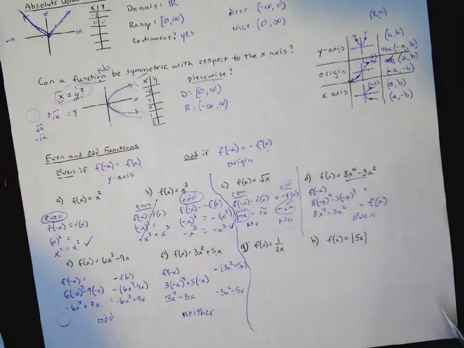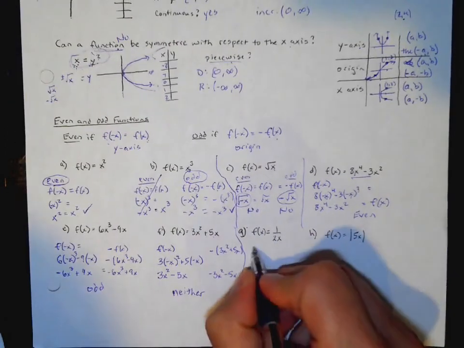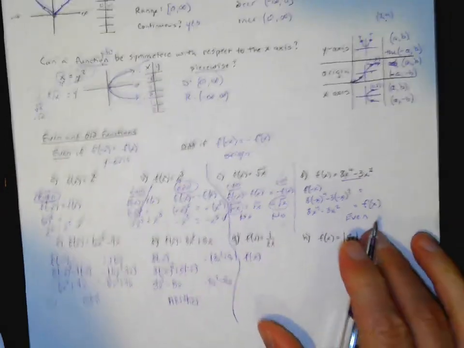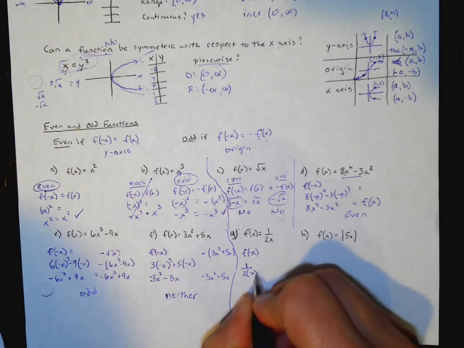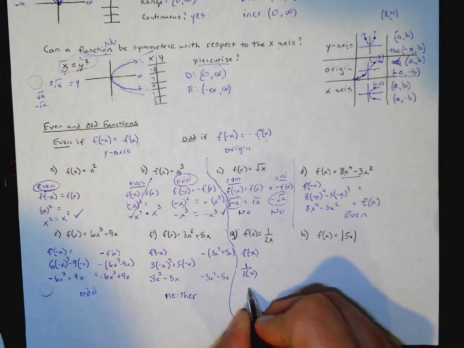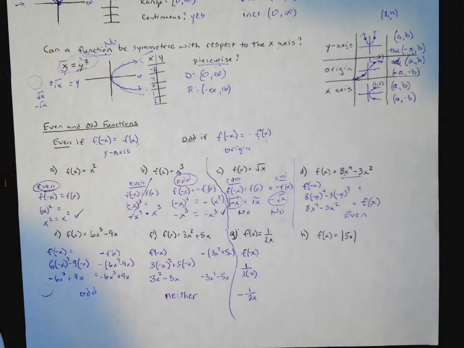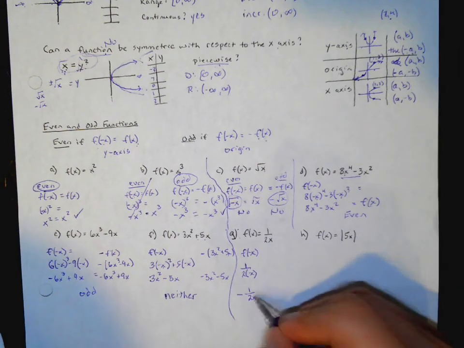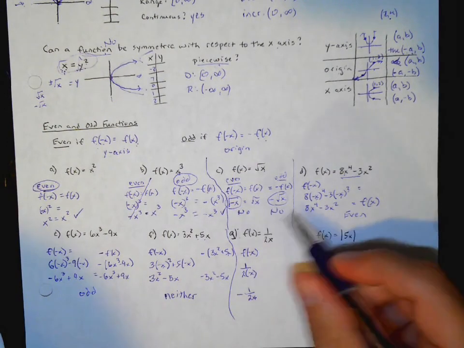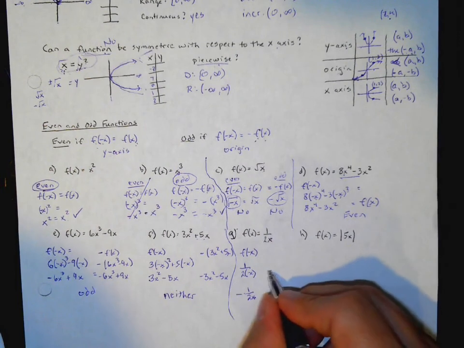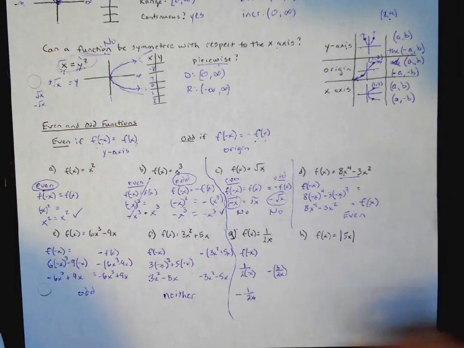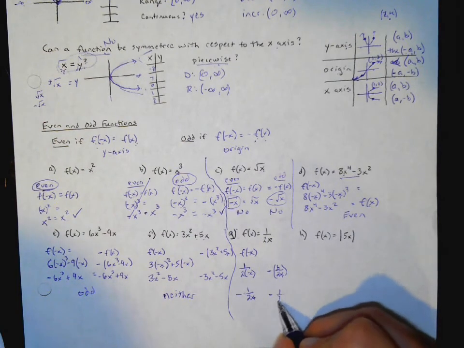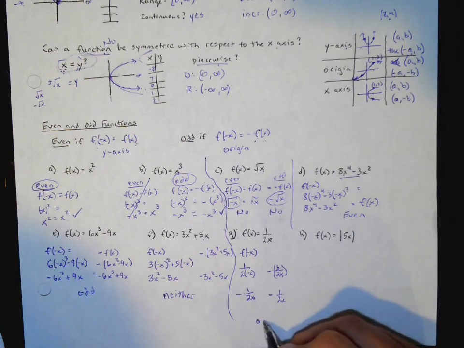Okay, next one here. If I find f of negative x, so it's 1 over 2 times negative x, which makes it negative 1 over 2x. Now that's not equal to the original, so let's see the negative of it. So negative of this whole thing would be negative 1 over 2x. So yes, this one is an odd function.